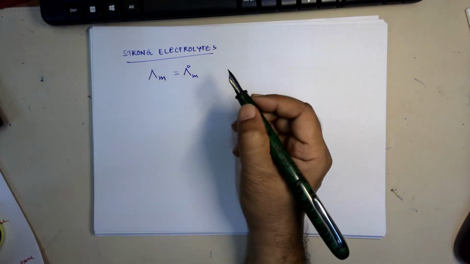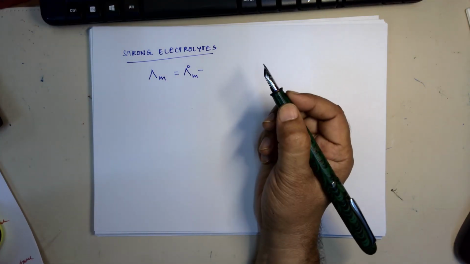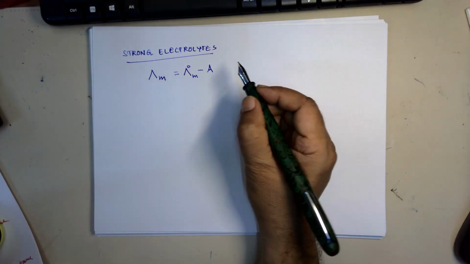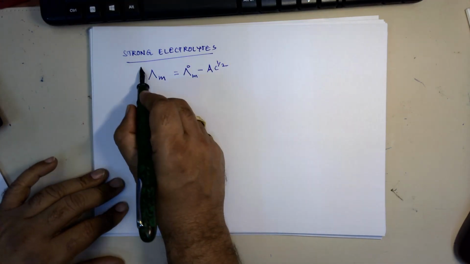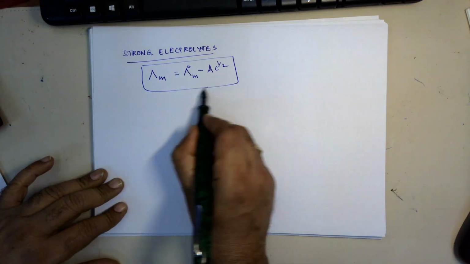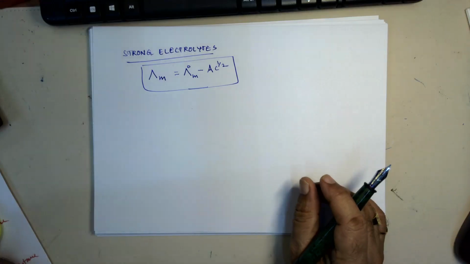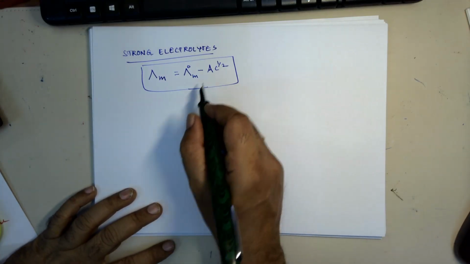What is that? Molar conductivity at infinite dilution minus A into C power 1 by 2, that is, square root of C.